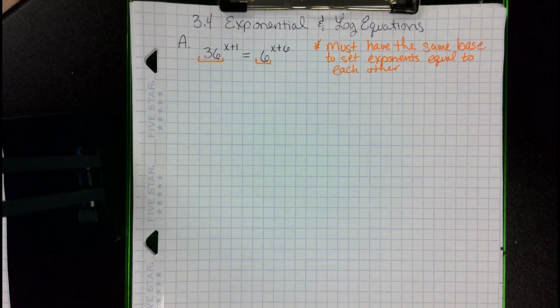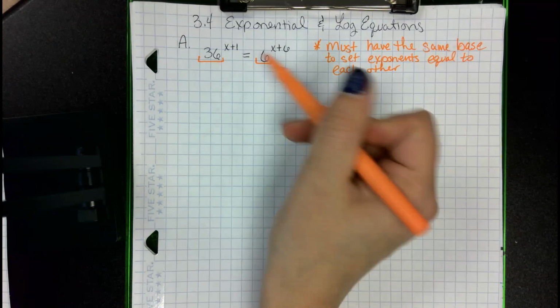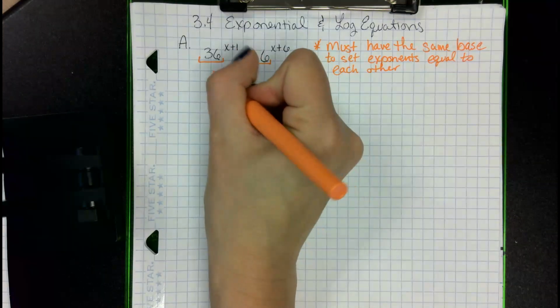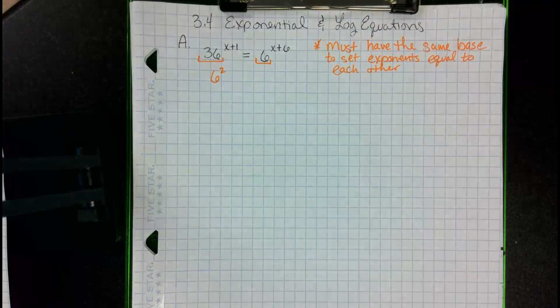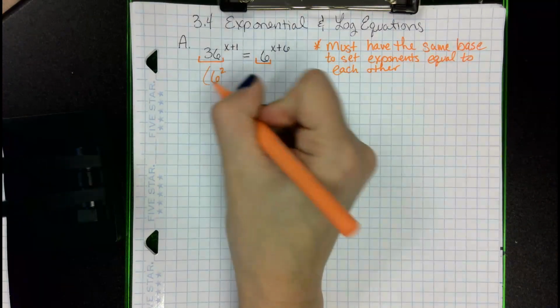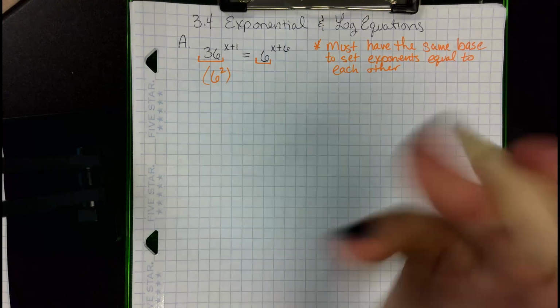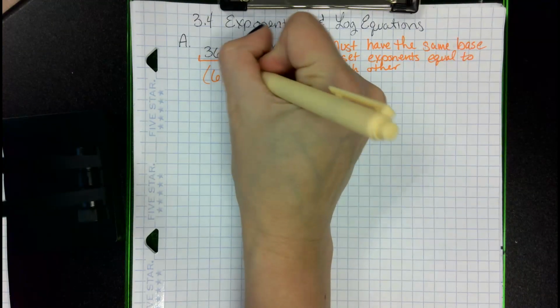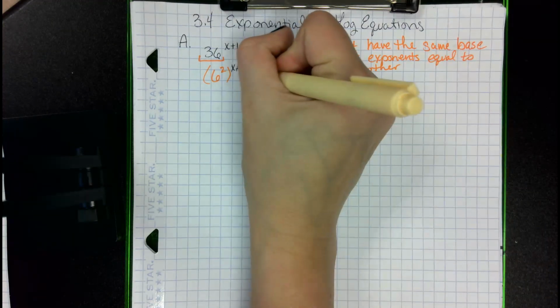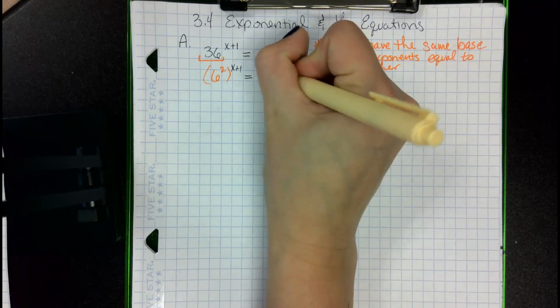36 is the same as saying 6 squared. So instead of 36, we want to match a base 6. 6 squared is the same thing as 36. So we just turn it into 6 squared. And then it's still raised to the power of x plus 1 equals 6 to the x plus 6.